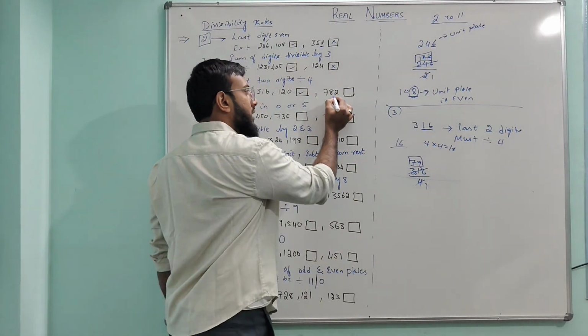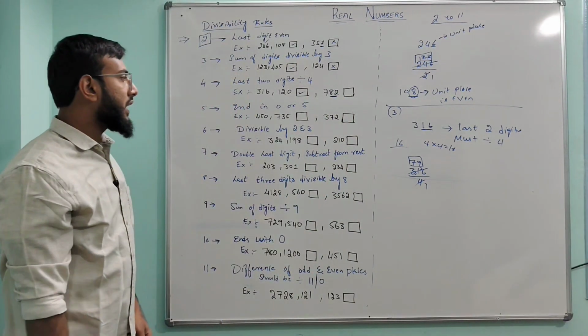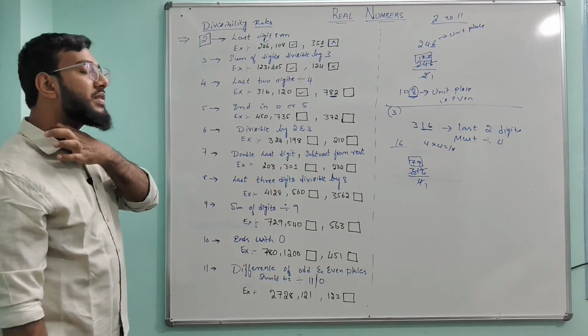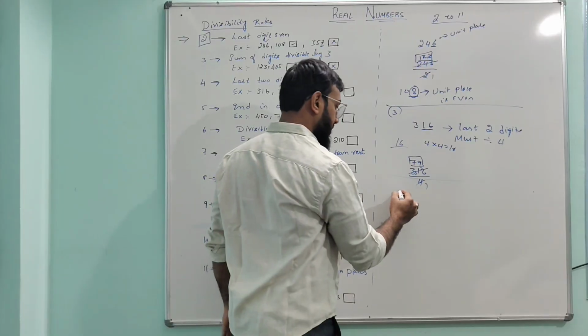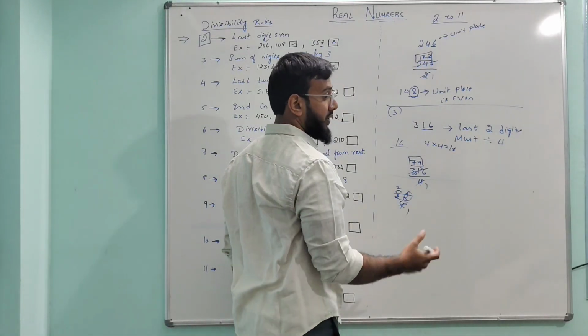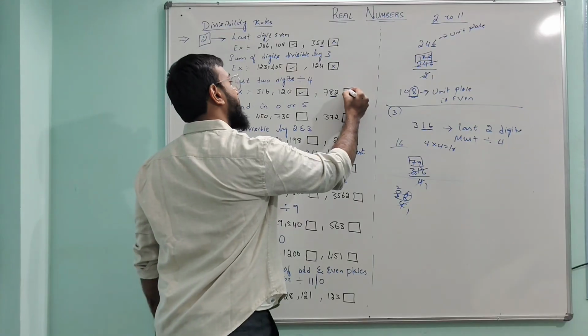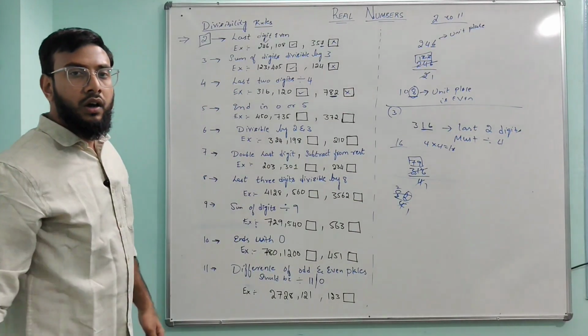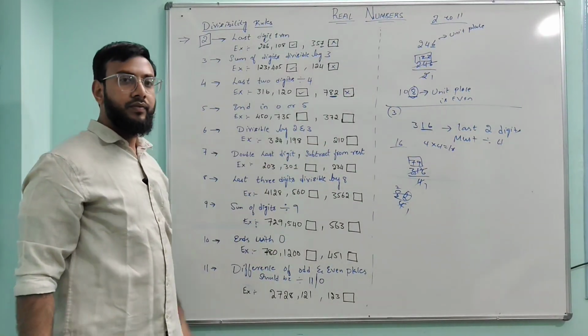782. Cross check once. These 2 places, 82. 82 is not divisible by 4. Just check once. 82 divided by 4. 4 1s are 4. 4 2s are 8. But 2 is not divisible by 4. Hence, this number is not divisible by 4.